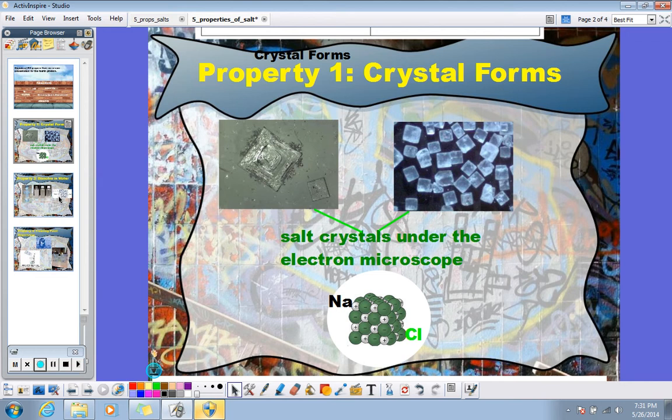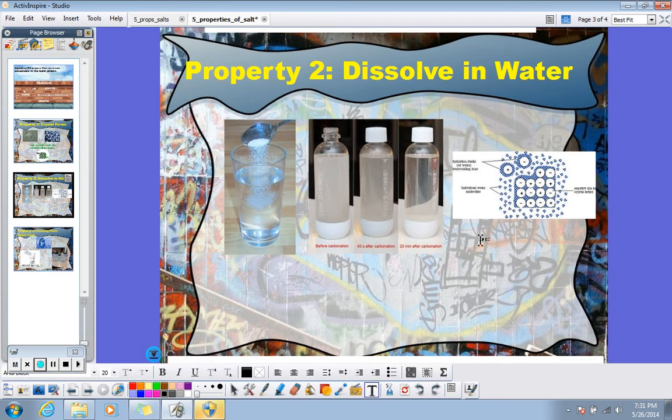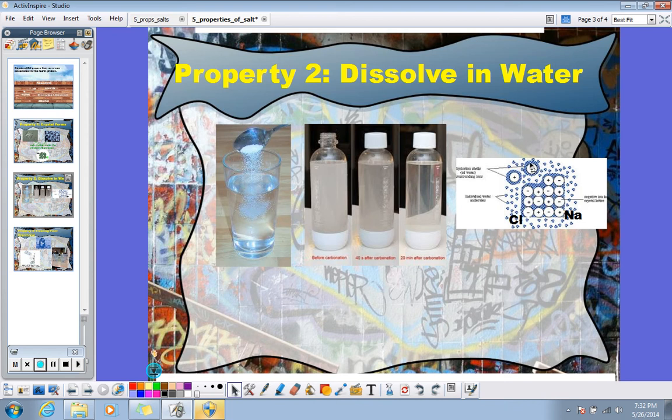The second important property of salt that we need to know about is that it dissolves in water. And what that means is when you put the salt in the water and stir it up, it actually seems to disappear. But what's actually happening, if you look in this picture here, those atoms that we talked about before in the other slide, the sodium, the Nas, and the chlorines are breaking apart. And those atoms are going in between the molecules of water.